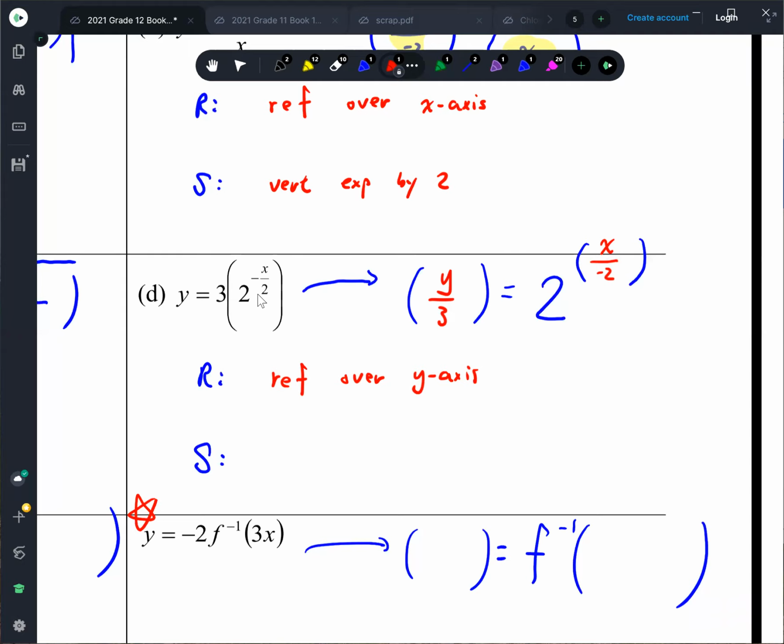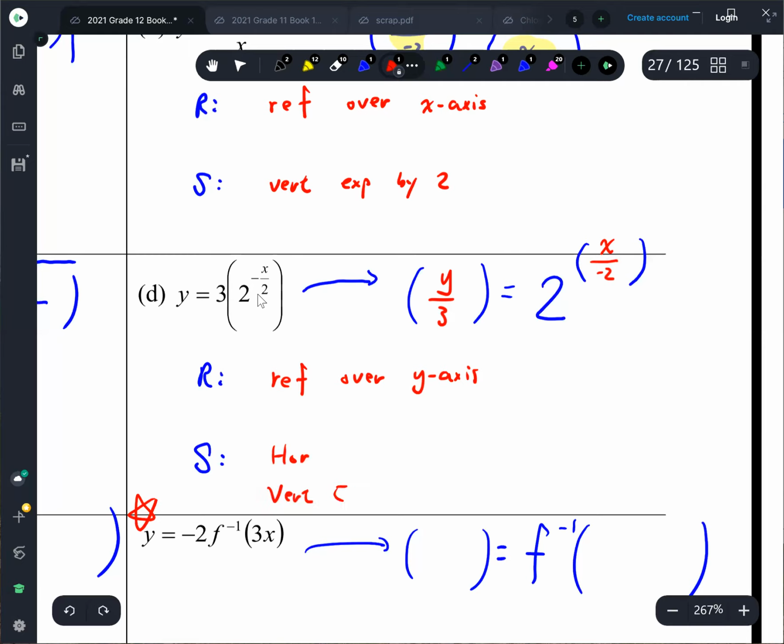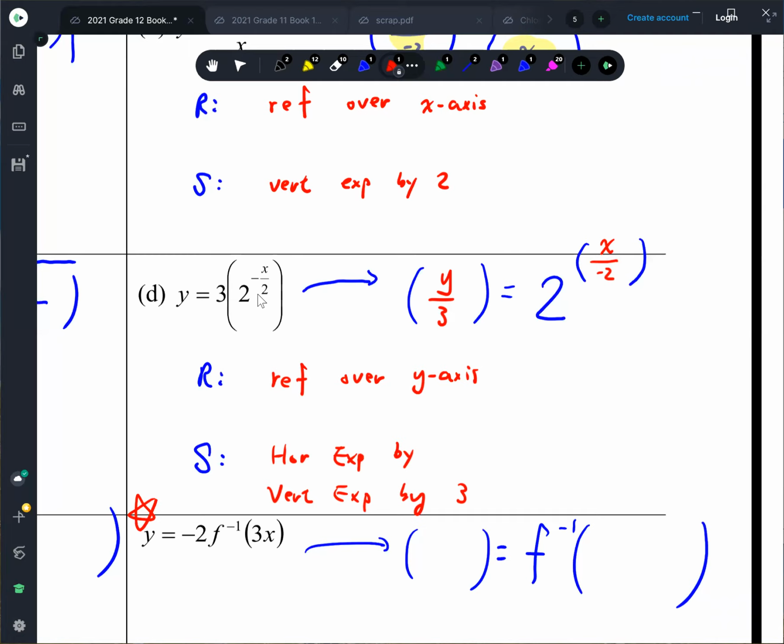And Eric, what's the S? Is it vertically stretched by 3, and then I think it's also horizontally stretched or expanded by -2. Extend by what? Is it by 2? Yeah, just by 2.